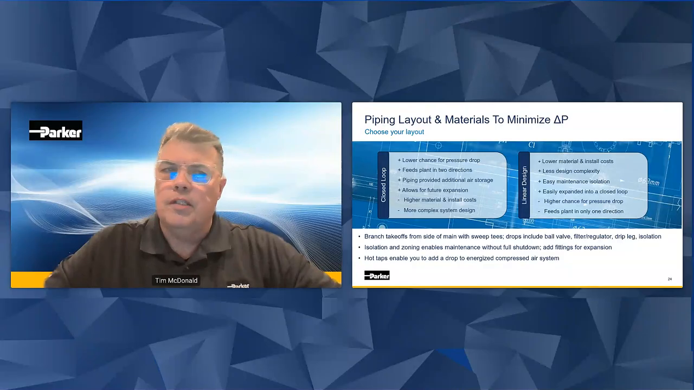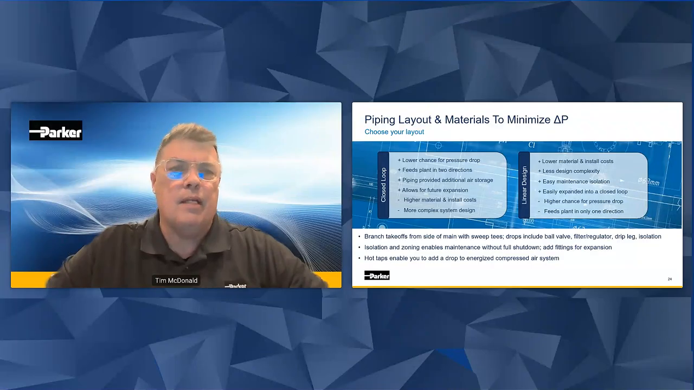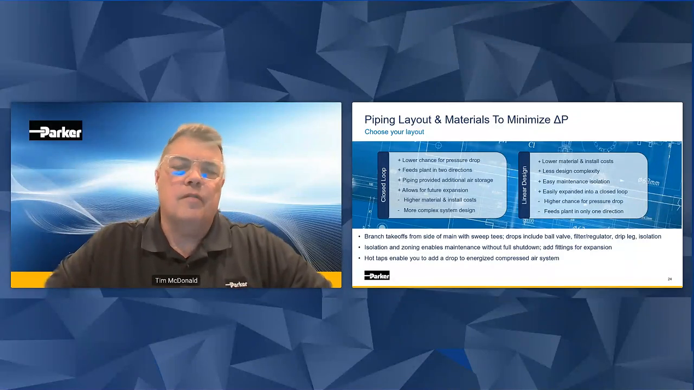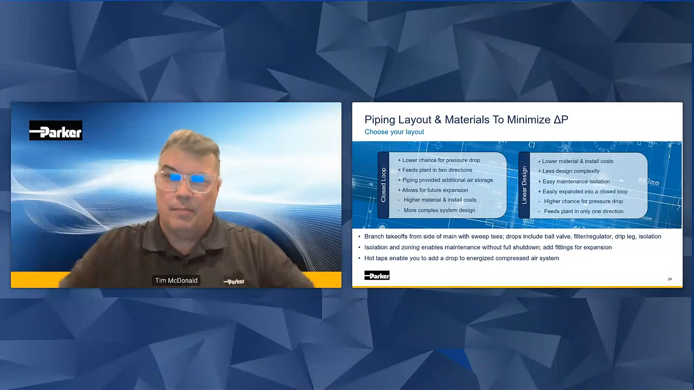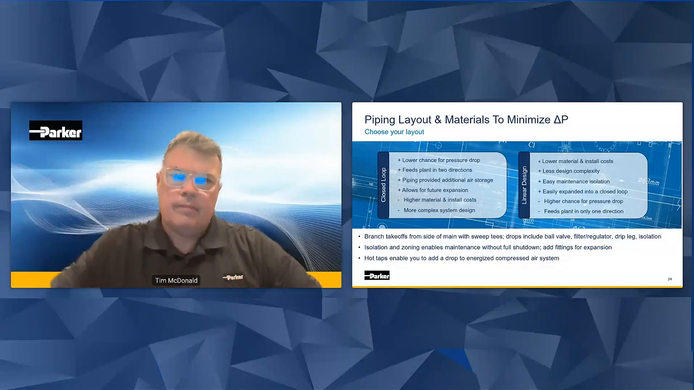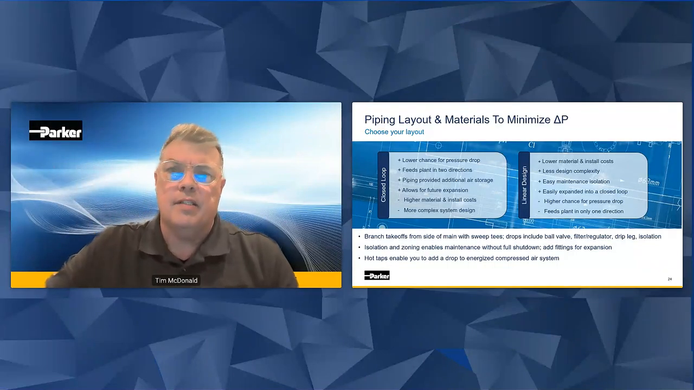In a closed loop system, there's a lower chance for pressure drop. You also can feed the plant in 2 directions coming out of the compressor room. If necessary, piping can be sized to provide for additional air storage. It also allows for easy future expansion. Some of the challenges with the closed loop is you do have higher material and installation costs because you're doing a complete system now as opposed to a linear run. And you have a little bit more complex system design when you're putting the system together.